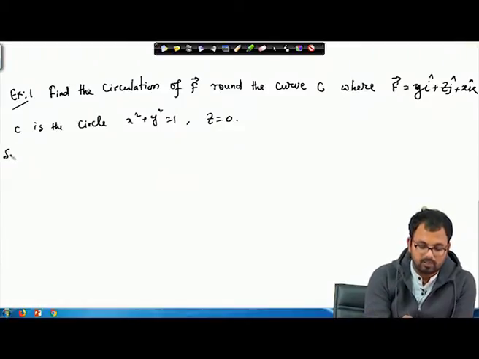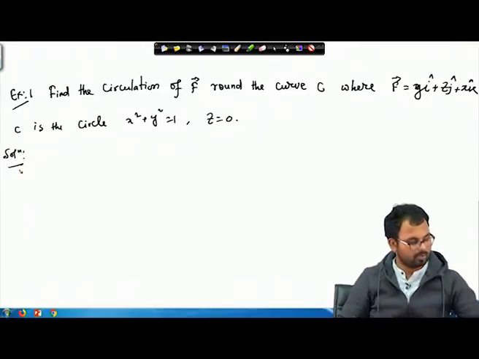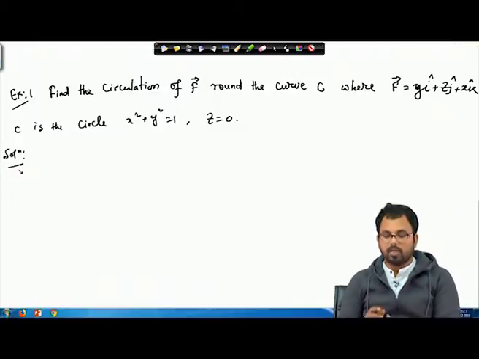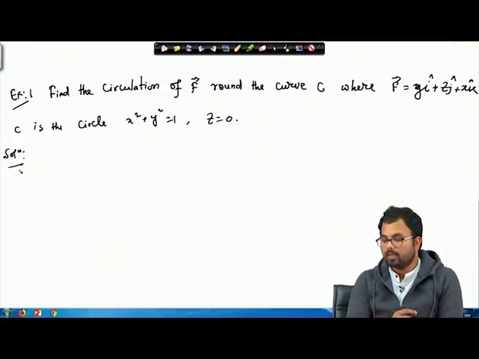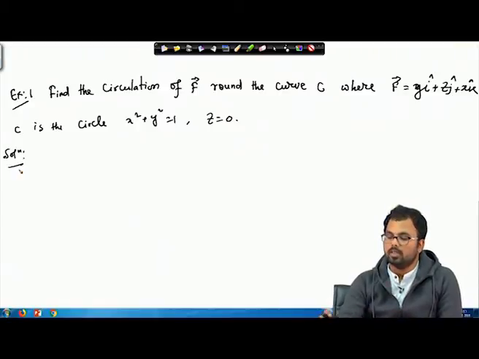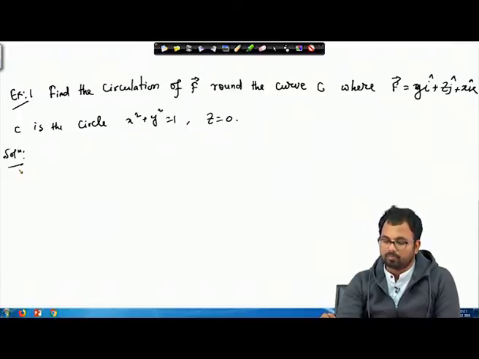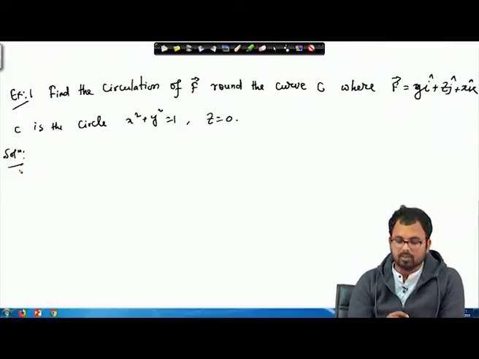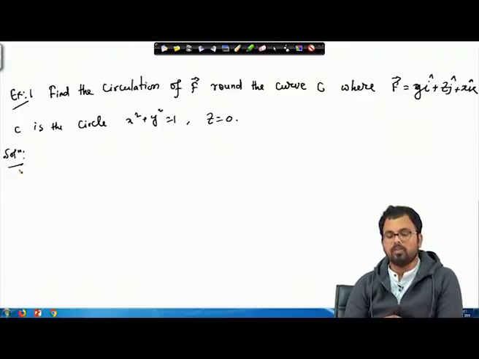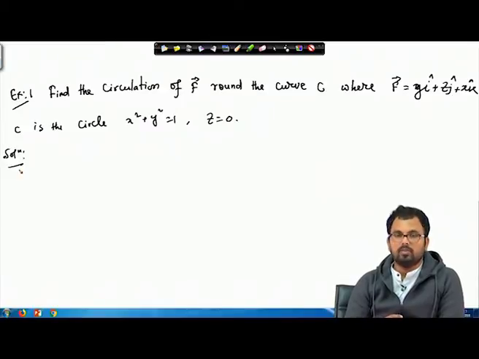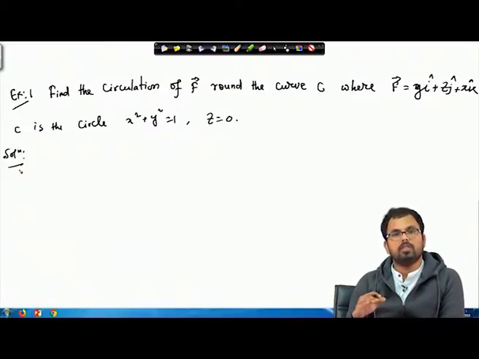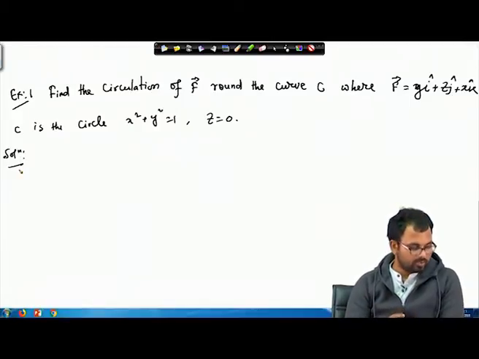So basically here we have to find the circulation of this function f around a curve C, where we have the given function f(x, y, z). Of course f is a function of x, y and z. C is the circle given by x square plus y square equals 1 and z equals 0. So our curve is in the xy plane, and the given equation of the curve is a circle.